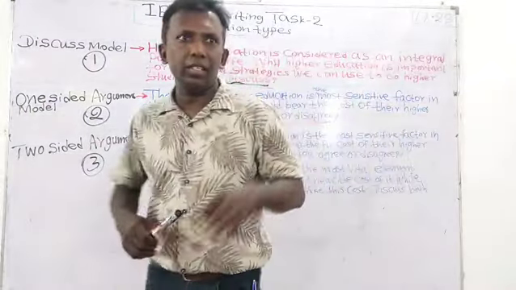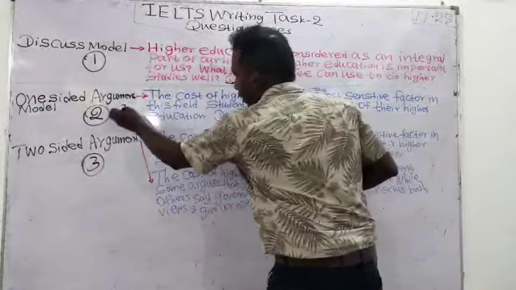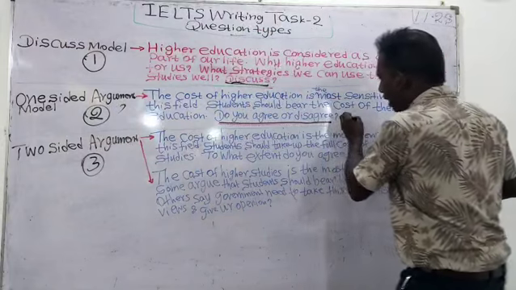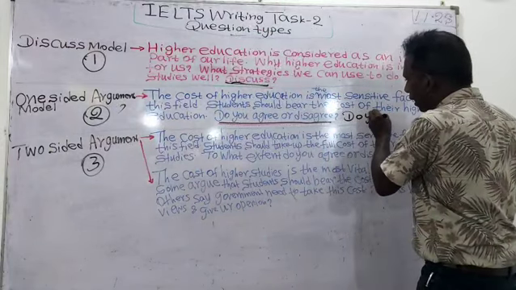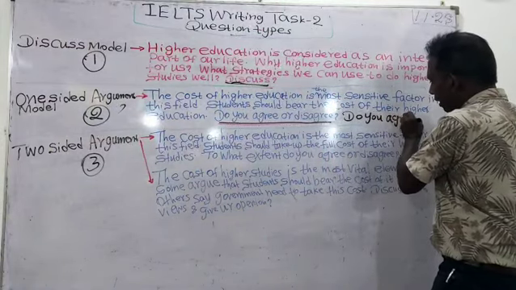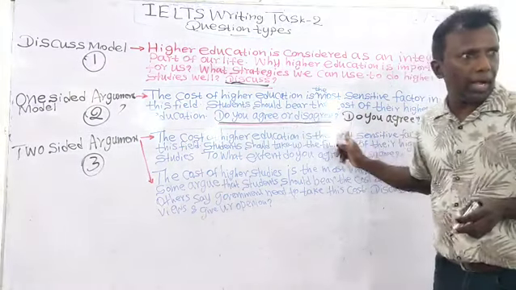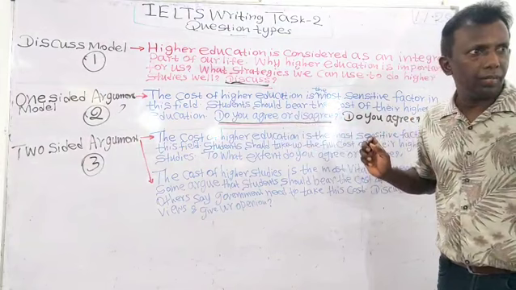The one-sided argument questions end up like that. Do you agree or disagree? Sometimes it asks, do you agree? Do you agree? That's all. Maybe like this: do you agree or disagree, or do you agree? That is the way the question ends.